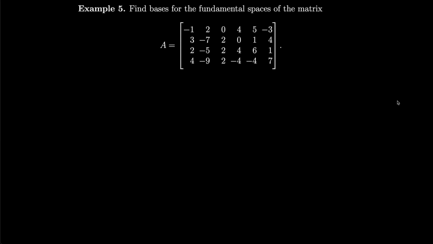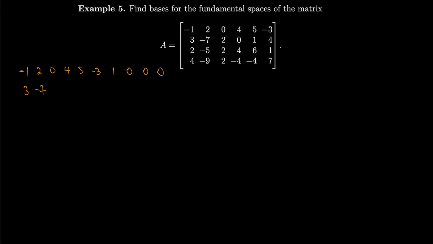How about we find bases for the fundamental spaces of the matrix given over here? So what we'll do is we'll reduce this matrix A. So I'll write it out, and I'll adjoin it with the identity matrix, so that way I can keep track of what happens to the identity matrix.